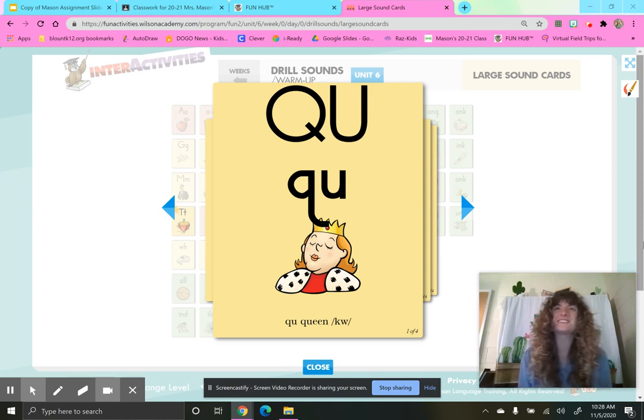So we are still exploring words with those vowel consonant E, with that long vowel sound, with that bossy E telling that first vowel what to do. But before we talk about some ways to spell words, let's do some drill sounds. Here we go. All right, Q-U, queen, qu.